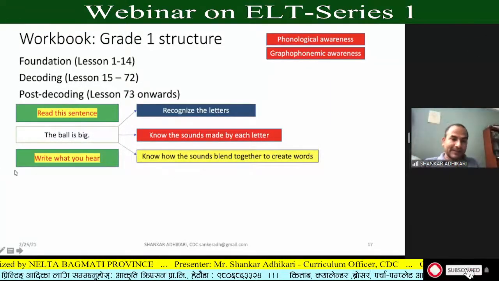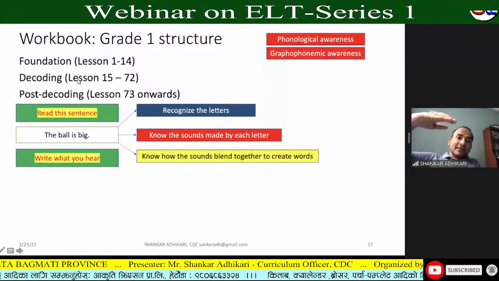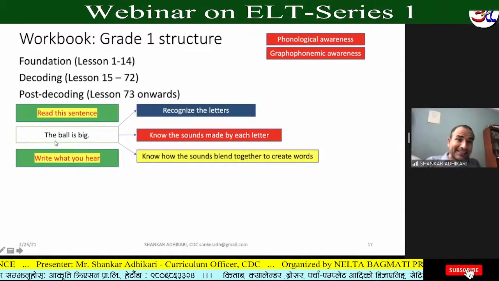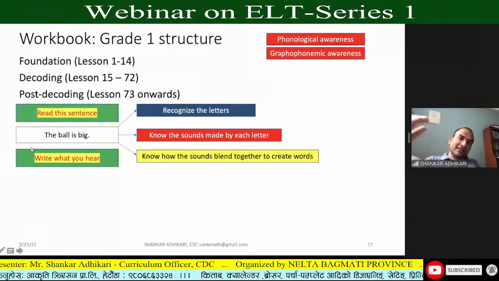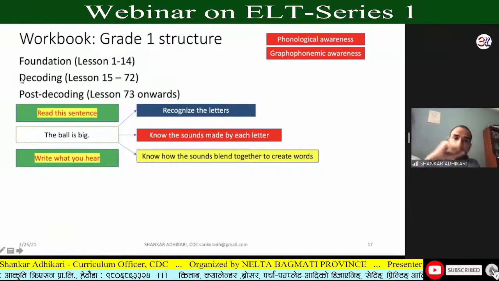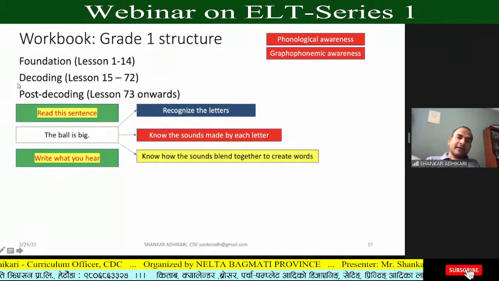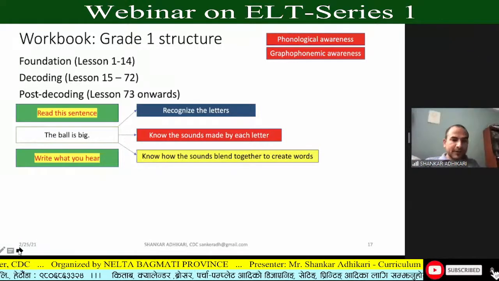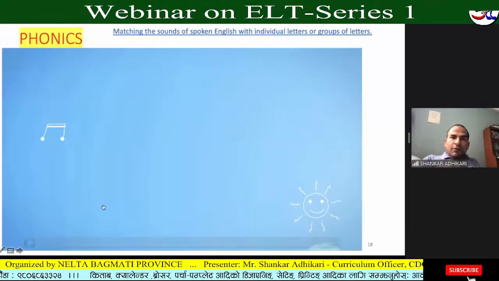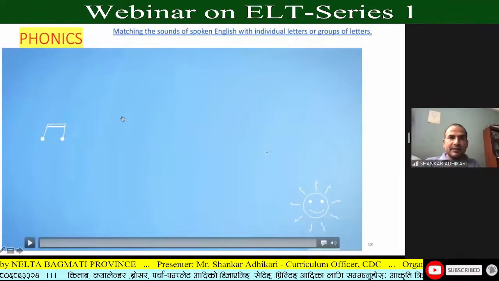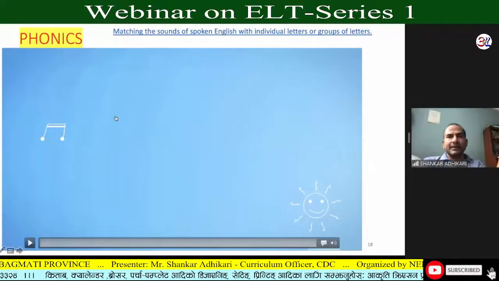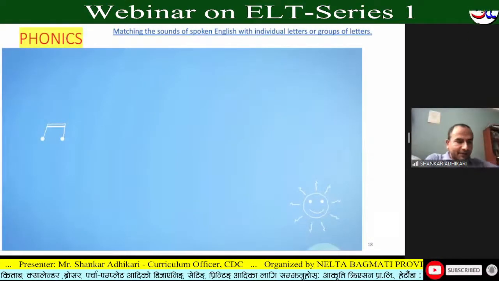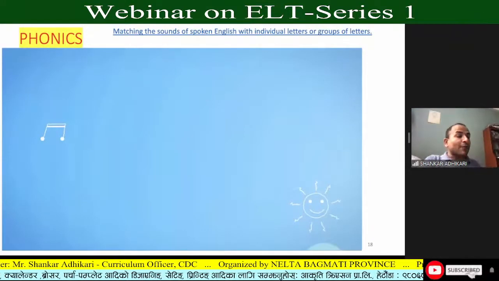This means the decoding skill is focused during these lessons, and once they finish this, they start reading something, writing something, listening to something, and they try to speak something as well. And we have followed the phonics method. You are quite familiar with the phonics method. There are different methods, and there are different types of phonics as well.